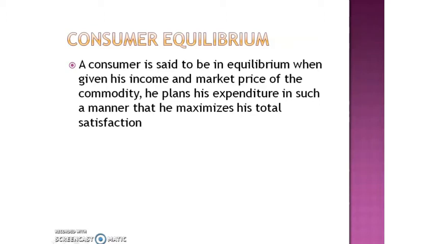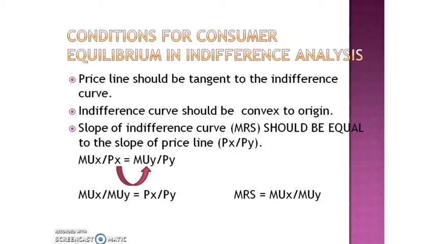Here we assumed that income and price of the commodity are fixed. So with this fixed or limited income, the consumer tries to maximize his satisfaction. That level is known as consumer equilibrium. Then in terms of indifference analysis, a consumer attains equilibrium when he satisfies all these conditions. So what are the conditions for consumer equilibrium in indifference curve analysis?